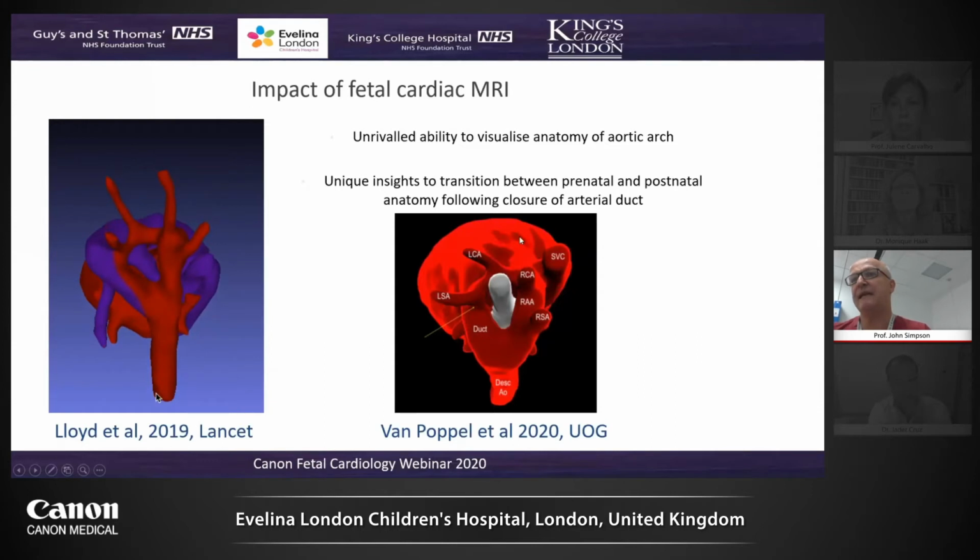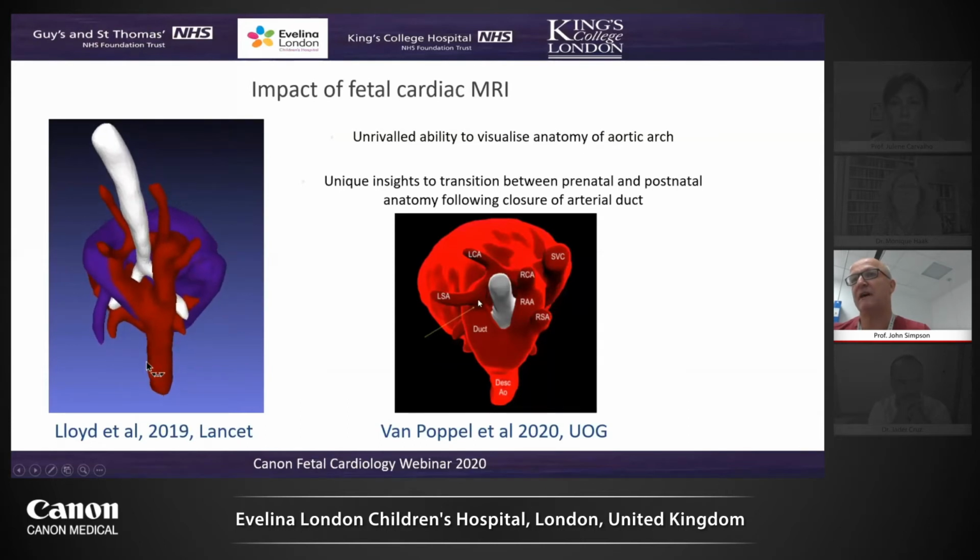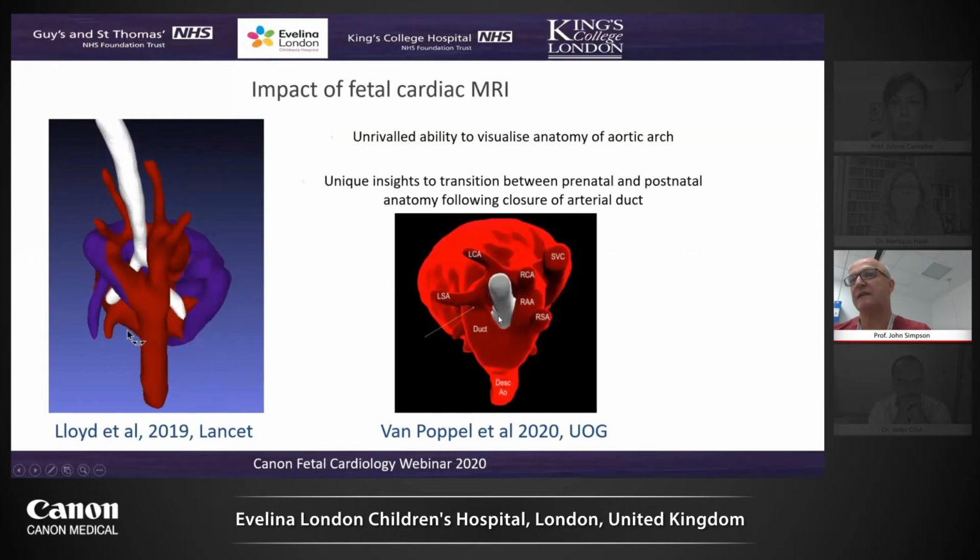And what we see many times is we have a prenatal, this is again a fetal cardiac MRI, with the right arch and left duct. But very often with closure of the duct, this left side of the aortic arch becomes atretic. So it can be falsely diagnosed; the appearances prenatally and postnatally look quite different.